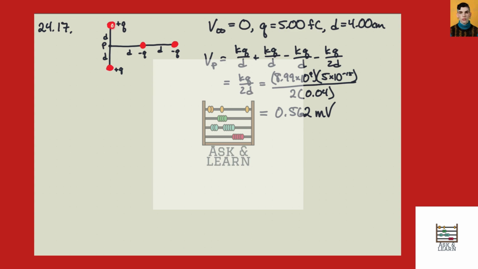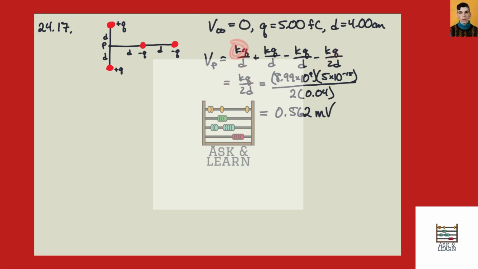So these two are positive, so they contribute this much to the electric potential. And these two are negative, and they contribute this much. And notice that obviously we have 2d here, because this charge is 2d from the point P. These cancel out, we subtract half of that, and so we get kq over 2d.